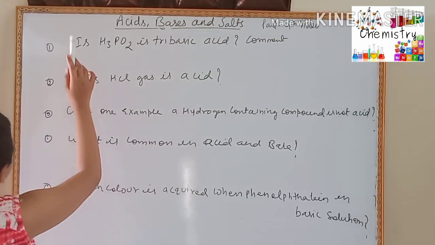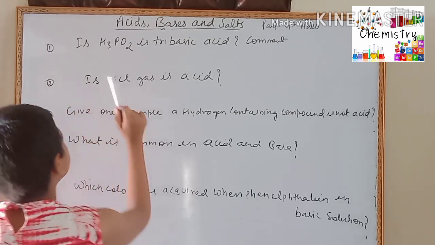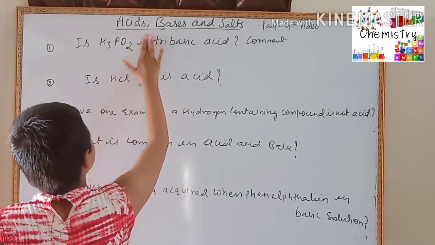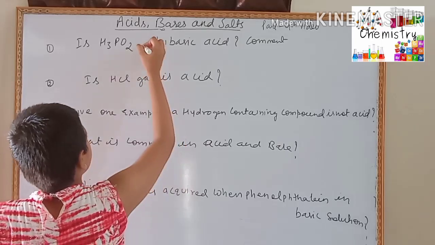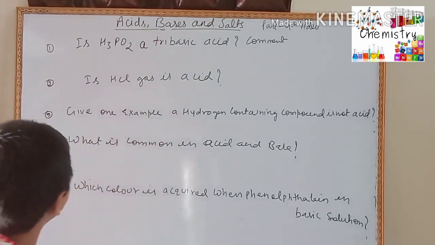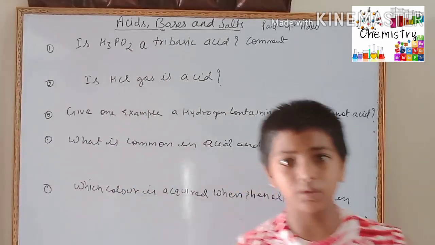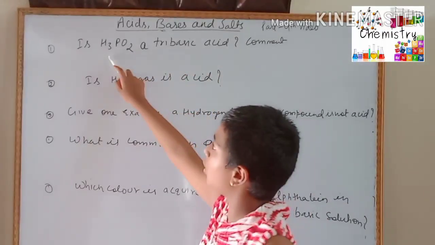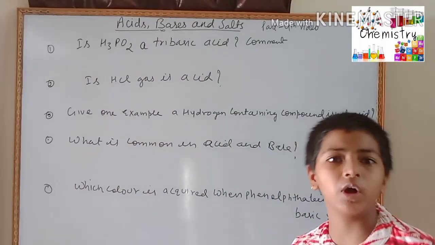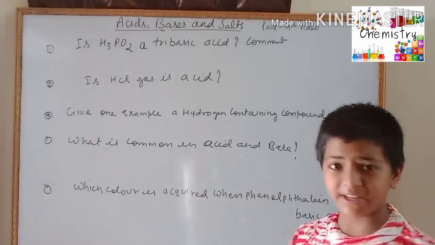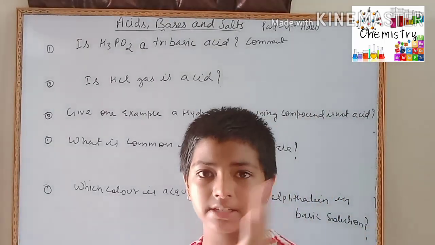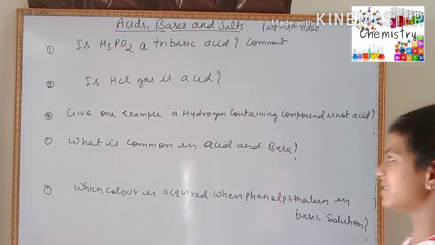So the first question is: is H3PO2 a tribasic acid? Comment. First of all we will find out what the basicity of H3PO2 is. Tribasic acid means the basicity of that particular acid is 3. Now let's see what the basicity is.